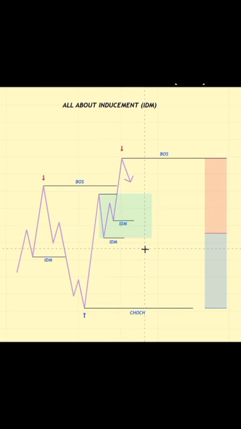Alright, so now which one here will be the valid inducement? Now, in this scenario, you will not consider the inner one or the minor one as the valid inducement. You will consider the major one to be the valid inducement. So in this case, we will be waiting for price to take out the major inducement before we may consider to enter the trade.